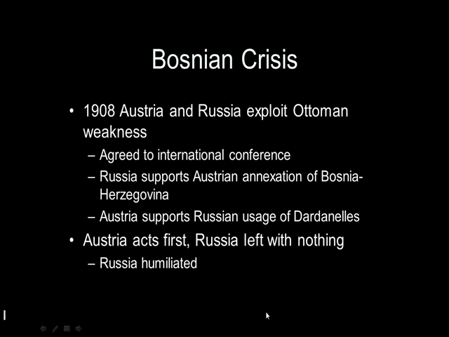Why didn't they go to war? Because the Russians knew if you go to war with Austria, who's going to help them out? Who's their ally? Germany. And Russia wants no part of Germany. And certainly France doesn't want war with Germany either over some territory in southeastern Europe.